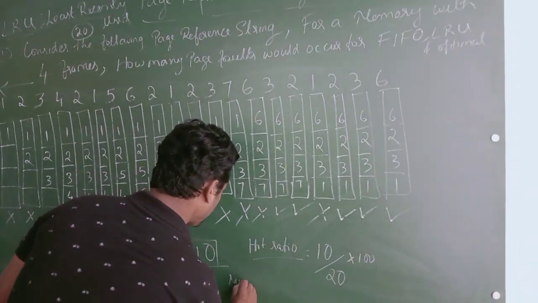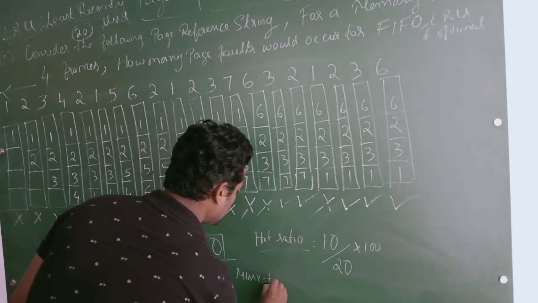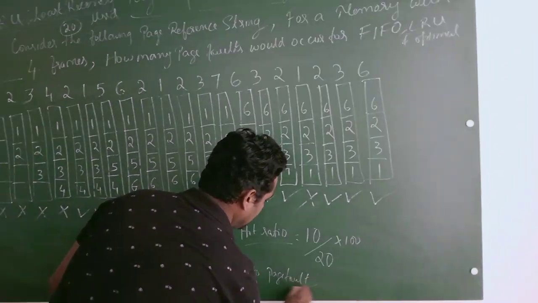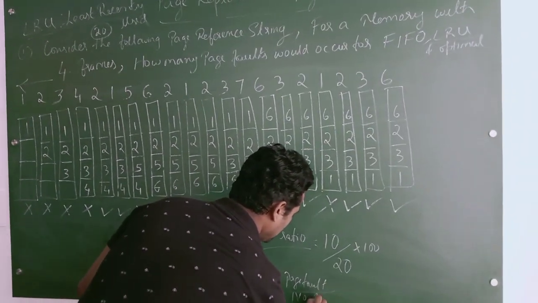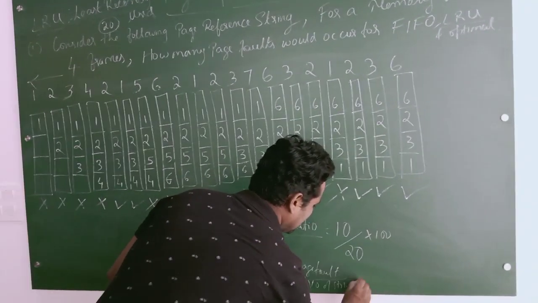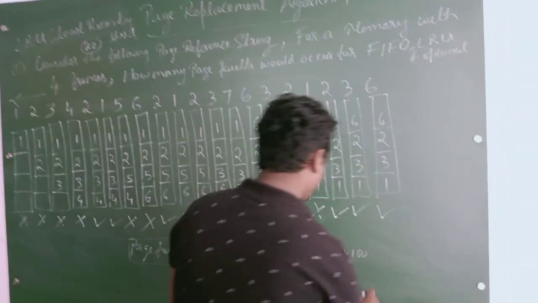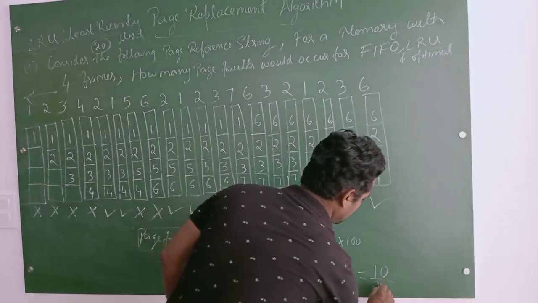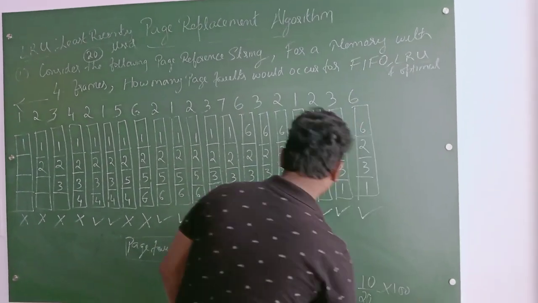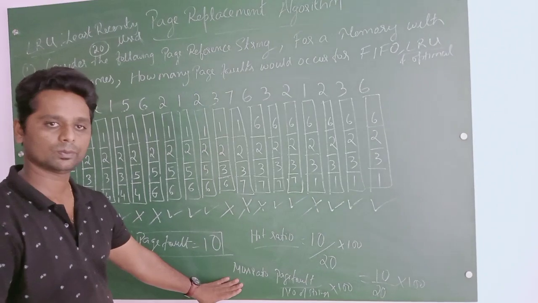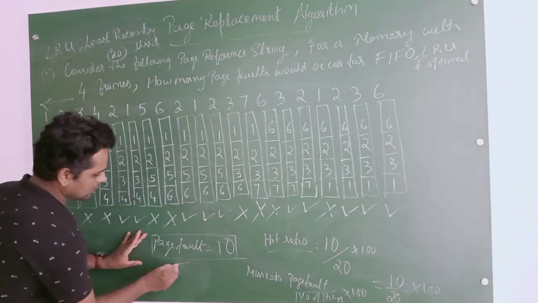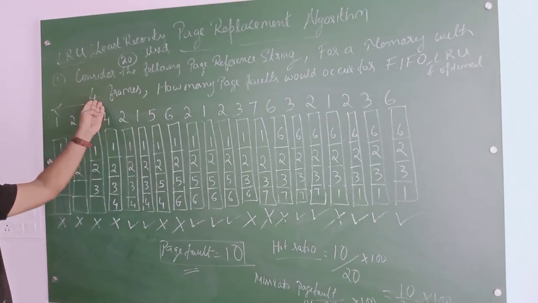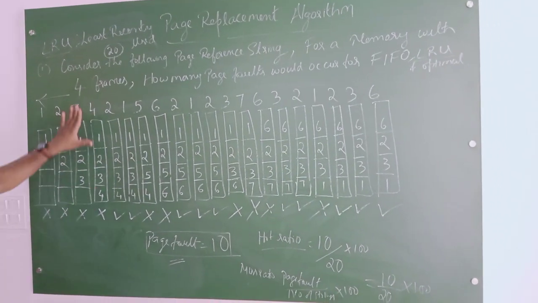Miss ratio means how many times you replaced, that is, page fault divided by number of strings into 100. So page fault is how much here? I got 10. Total number of strings is how much? 20. Again this into 100, that is also your miss ratio. Okay. But if you write this it is enough. Page fault equal to what? 10 for LRU for this string with 4 frames. Hope you are clear with your LRU.